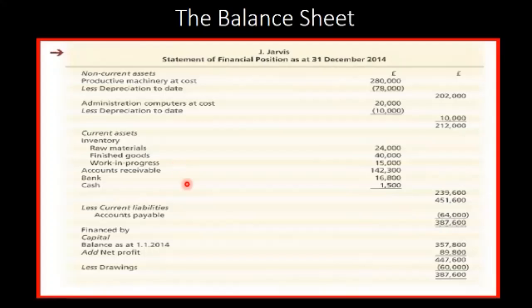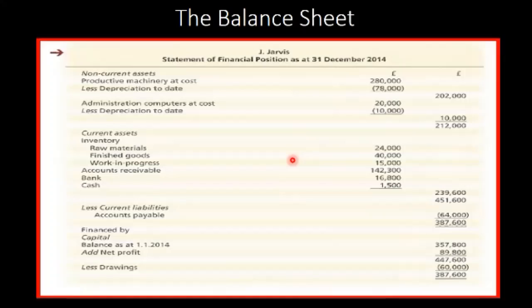Accounts receivable, bank, cash, you have all your current assets under one heading. And all your non-current or fixed assets up here. Okay? And you balance off here. If perchance your assets and liabilities here do not equal your capital here, it is unbalanced, you do not go looking for any errors.